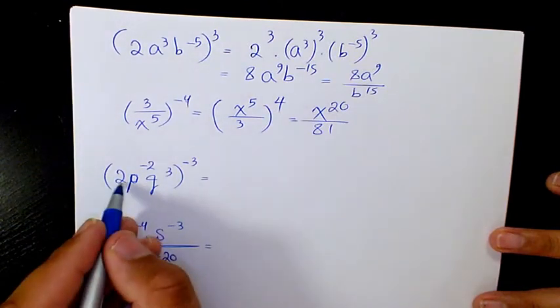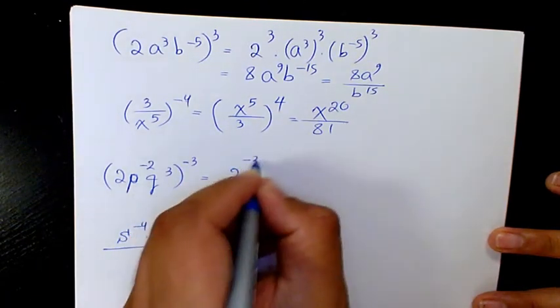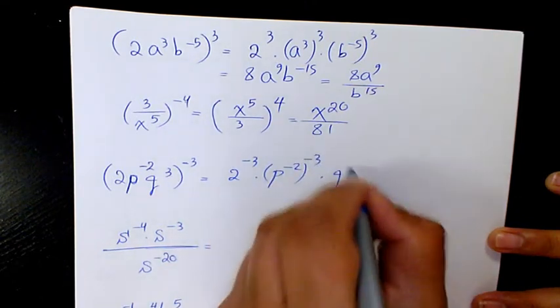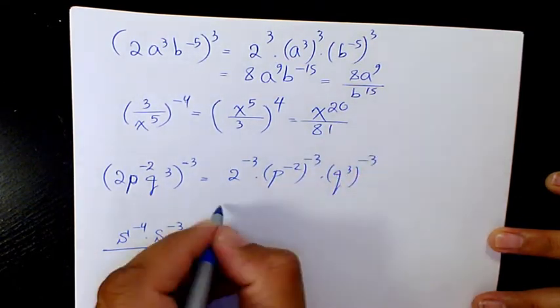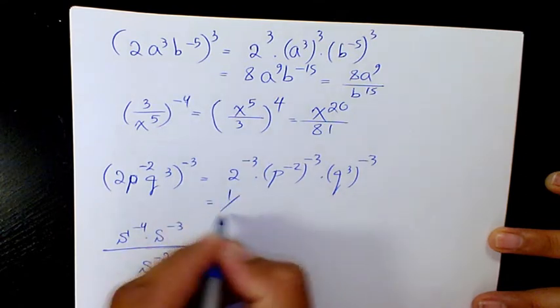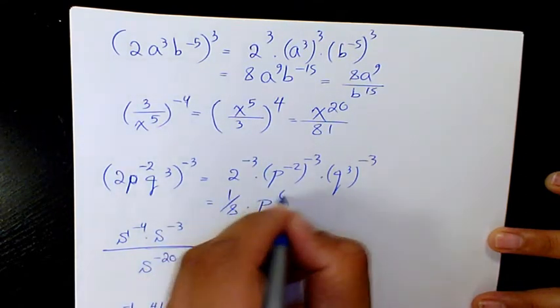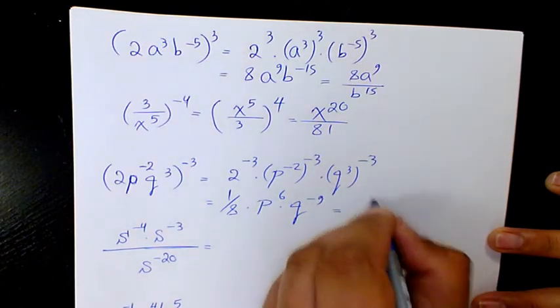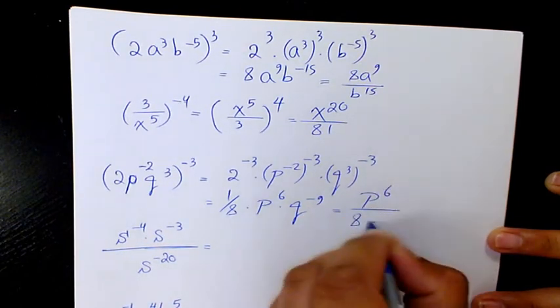Next one. 2 to the power of negative 3. P to the power of negative 2 to the power of negative 3. Q to the power of 3 to the power of negative 3. So it's going to be 1 over 8. P to the power of positive 6, q to the power of negative 9. So we have p to the power of 6, over 8, q to the power of 9.